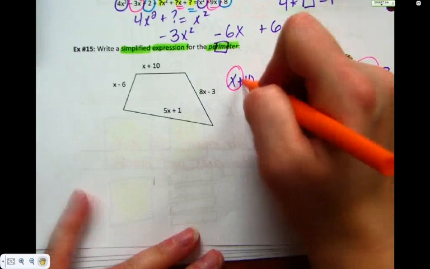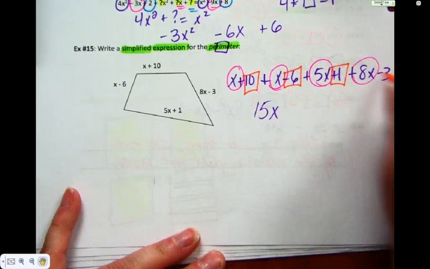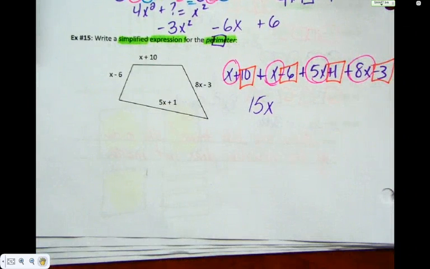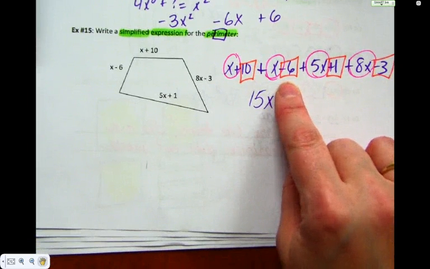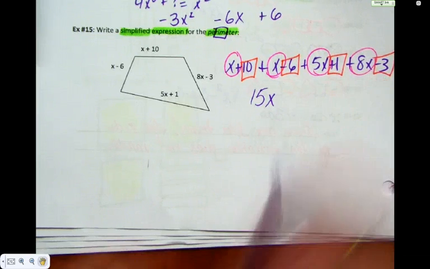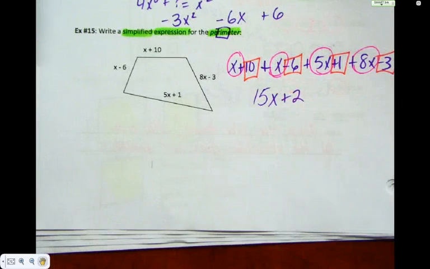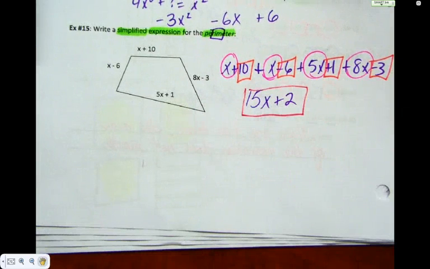Then we take the constants. I have 10 minus 6 plus 1 minus 3. So let's combine in order. What's 10 minus 6? 4. 4 plus 1? 5. 5 minus 3? Plus 2. There's what the question is asking you for. That is a simplified expression for the perimeter.